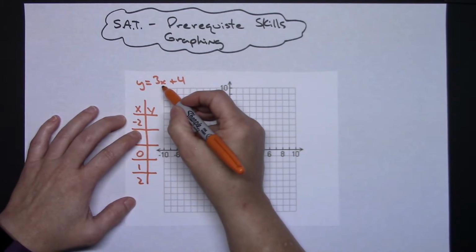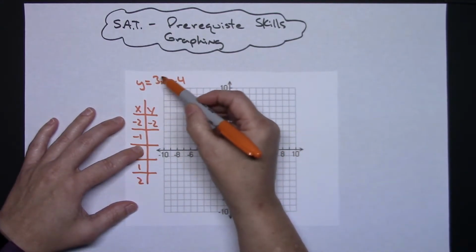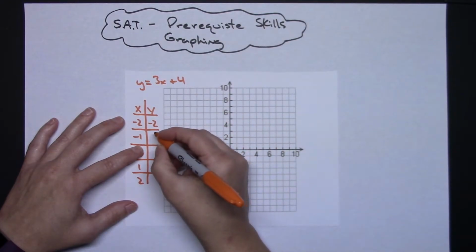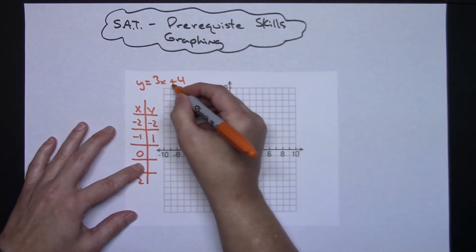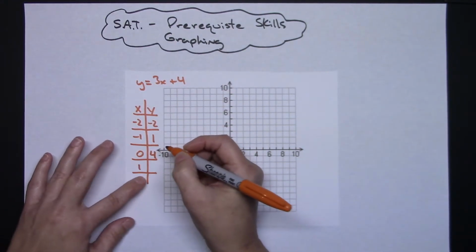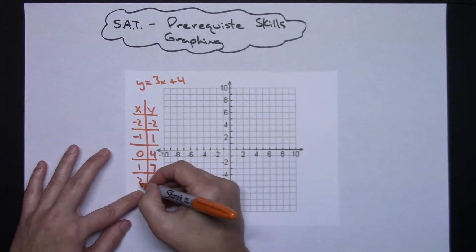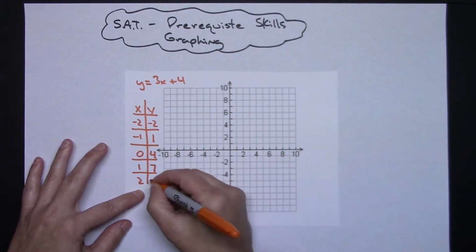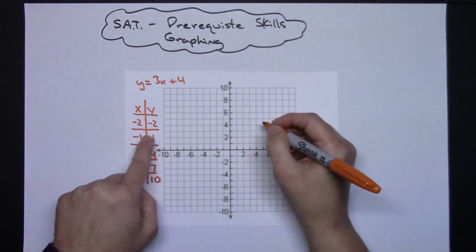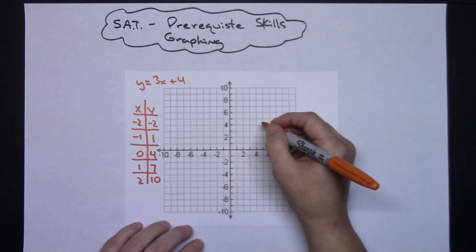So if I took -2 and plugged it in here, I'd get a -6, plus 4 more would give me a -2. If I took -1 and plugged it in, -3 plus 4, that's going to give me a 1. If I plug 0 in, 3 times 0 is 0, plus 4 more is going to give me 4. Plugging 1 in, 3 times 1 is 3, plus 4 more is going to give me 7. And then plugging 2 in, that'd be 3 times 2 is 6, plus 4 more is going to give me 10. So I could plot each one of these points, and they would then form the linear equation from this.